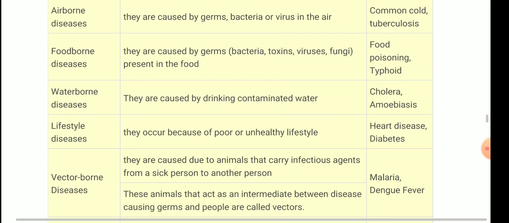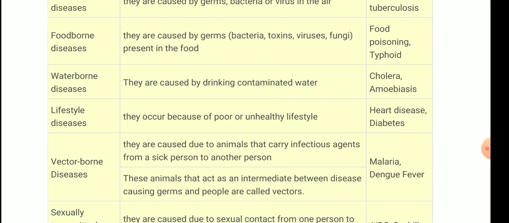Then there are vector borne diseases. Diseases caused due to animals that carry infectious agents from a sick person to another person. These animals act as intermediates between disease causing germs and people, and are called vectors. So in vector borne diseases, the vector transfers the disease causing microorganism into the body. Very famous examples are malaria and dengue fever.